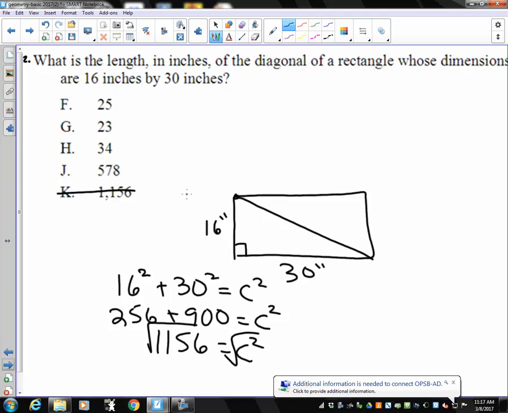Now, the square root of 1156, let me get my calculator for that, is 34. So this would be plus or minus 34. Of course, since it's in a triangle, it would be best to take positive 34.